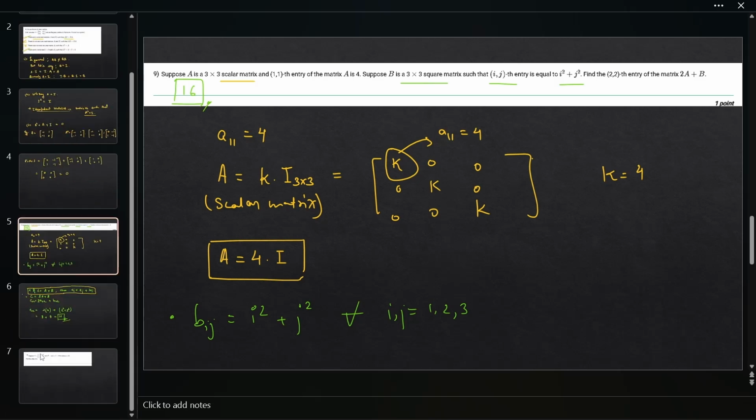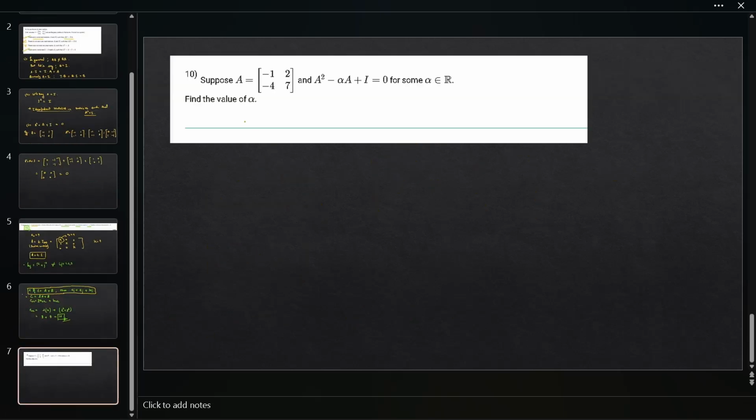Now moving on to question number 10, where we have a matrix given to us and there is an expression that A square minus alpha A plus I is equal to 0. Then find the value of alpha. So let's solve this question.